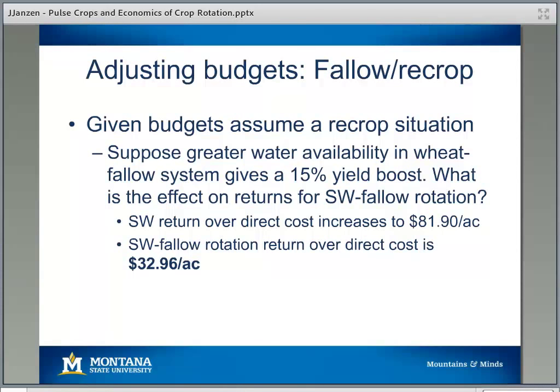What we could think about is, well, what does that do? It gives a yield boost to that spring wheat crop that's grown on fallow, right? Suppose that yield boost is 15%. What does that do to the returns from that spring wheat fallow rotation? Well, it's going to increase our returns over direct costs from about $53 an acre to $81 an acre, right? That significant yield bump doesn't do anything to our costs, really, doesn't do much to the price that we receive, but it does give us a significant yield bump. And that makes that spring wheat fallow rotation look better. Not as good in this case as the continuous cropping rotation, but that might depend on the yield boost that you assume, and your estimate of your returns for a spring wheat fallow rotation relative to a continuous cropping rotation.